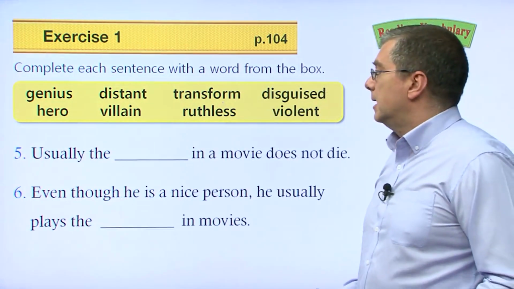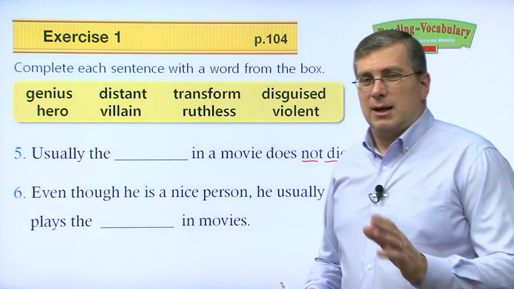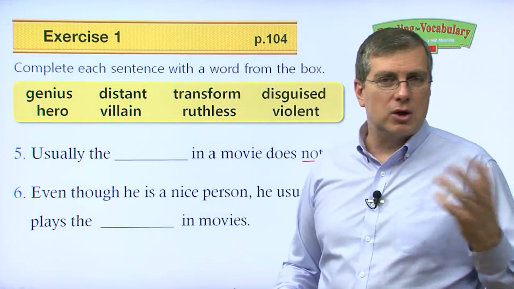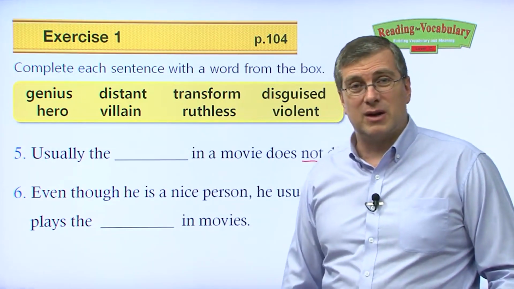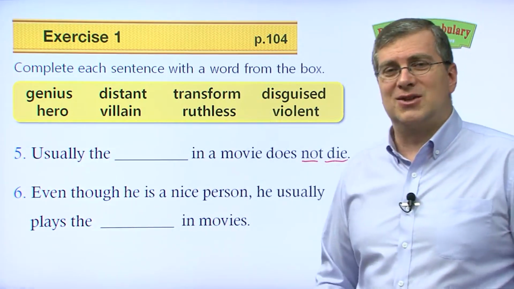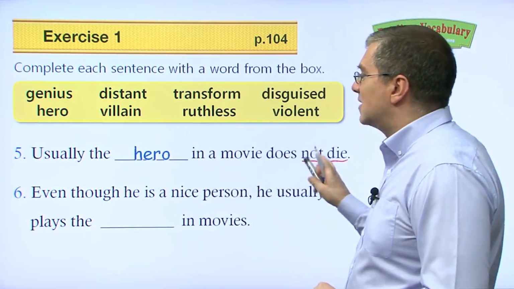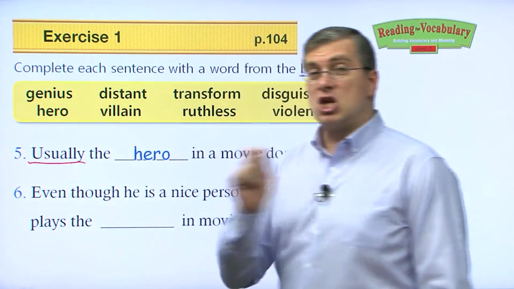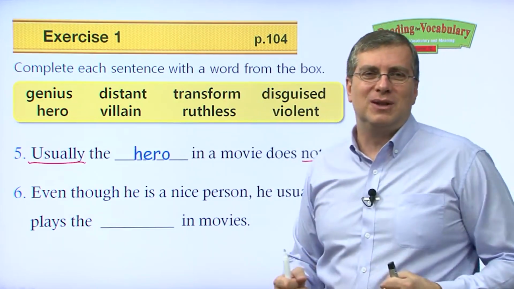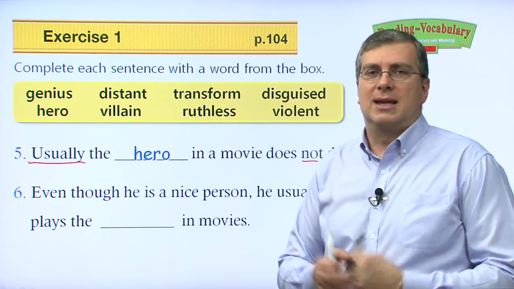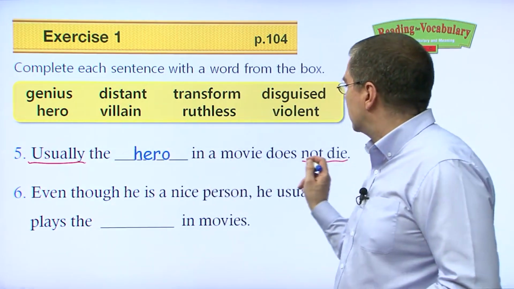That's pretty cool. 5. Usually the hero in a movie does not die. Now, think about that. We're talking about characters in a movie, right? We talked about there are good characters and there are bad characters. The good characters are the heroes. The bad characters are the villains. Which ones usually don't die, especially in movies like superheroes and things like that? Of course, the hero in a movie does not die, usually. It doesn't say always, usually. In some movies, yes, the hero dies. Those are sad movies, right? But usually action movies or superhero movies, the hero doesn't die. The hero wins, right? That's what the movie's about. Good always wins in those movies. But the hero does not die.